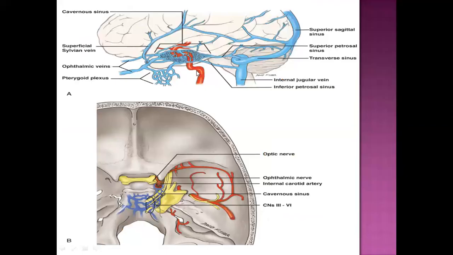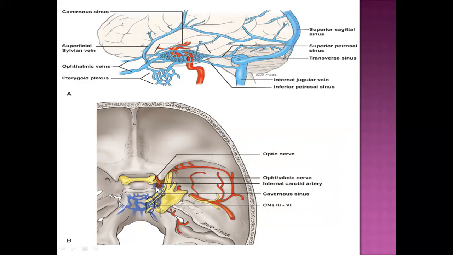This is an internal carotid artery. In this picture, it passes through the cavernous sinus. This is an image of the cranial cavity. This is the optic chiasma. This is the cut edge of the internal carotid artery. This is the ophthalmic artery, and this is the cavernous sinus. These are the anterior clinoid processes. So it is medial to the anterior clinoid process and lateral to the optic chiasma. These are the middle cerebral arteries, and here the anterior cerebral arteries are present.